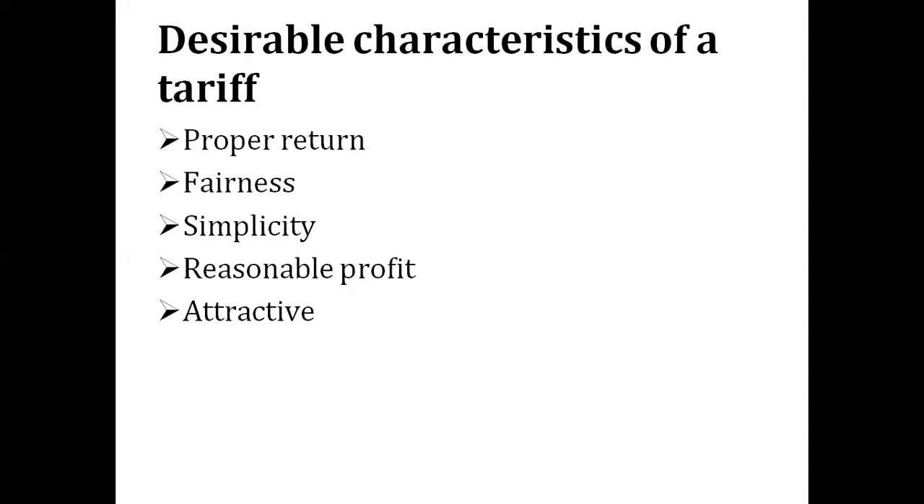The fourth one is the reasonable profit. Reasonable profit means the profit element in the tariff should be reasonable. An electric supply company is a public utility company and generally enjoys the benefit of monopoly. Therefore, the investment is relatively safe due to non-competition in the market. This calls for the profit to be restricted to 8% or so per annum. Means profit must be reasonable.